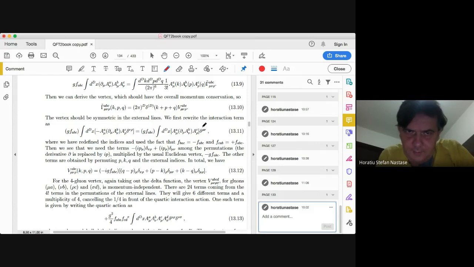But now I have to switch C into A in FABC. FABC is totally anti-symmetric, really. Here I wrote it in two steps, but really FABC is totally anti-symmetric, so that means that if I switch the indices C with A, I get a minus sign. So that cancels the minus sign. So I get this new term.